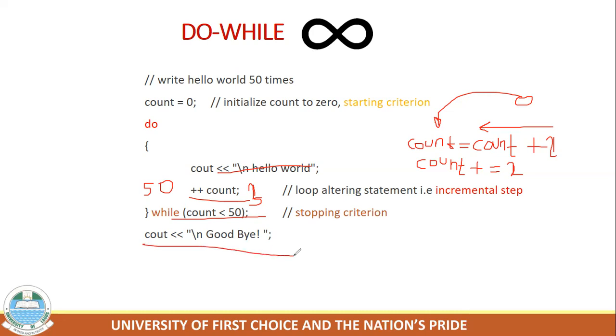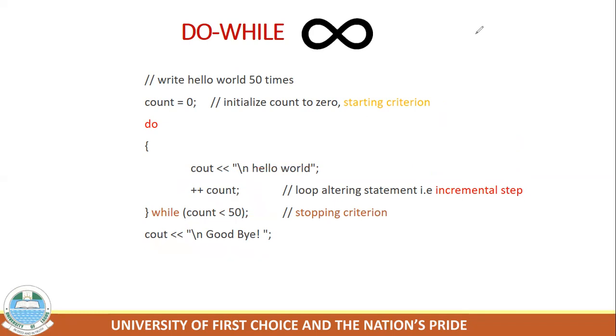So you can see that whatever you can do in your for loop, you can also do it in your while loop. You can also do it in your do while loop, as long as you stipulate your starting criterion or starting value, your stopping criterion, and your increment. All right.